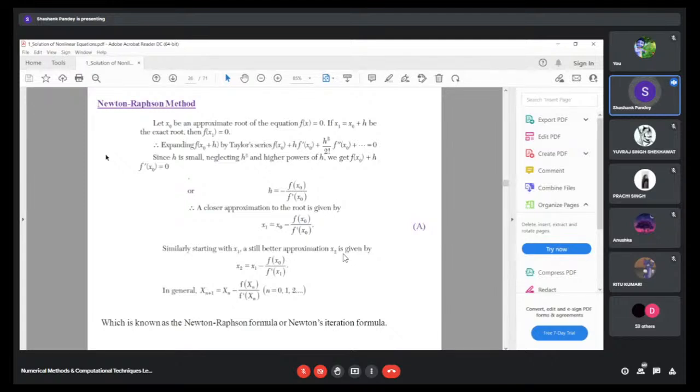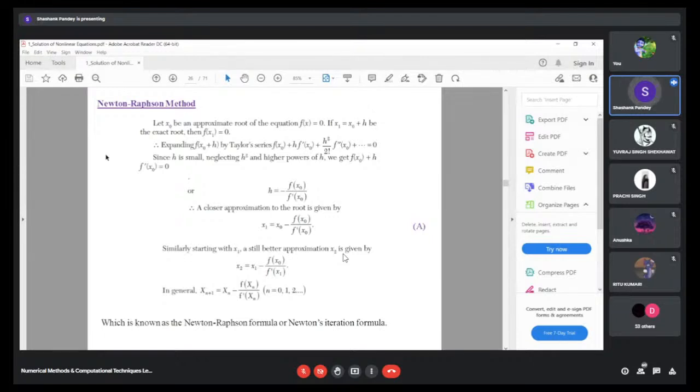If we have an approximate root x0 of the equation f(x) = 0, and if x1 = x0 + h is the exact root, then f(x1) = 0. So this function f(x0 + h) can be expanded in terms of the Taylor series, and we can neglect the higher order terms here. So h is small, we can neglect the higher powers of this h.